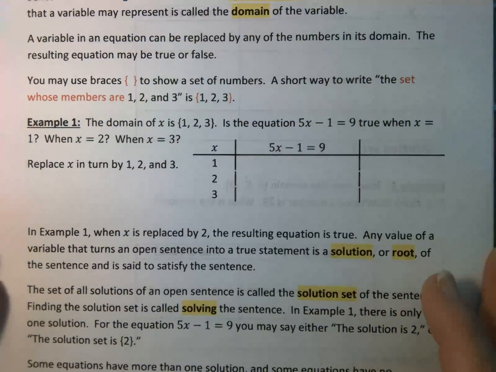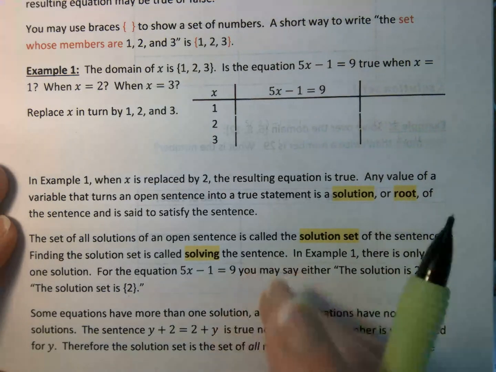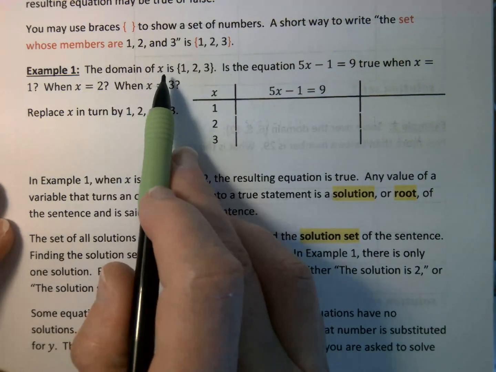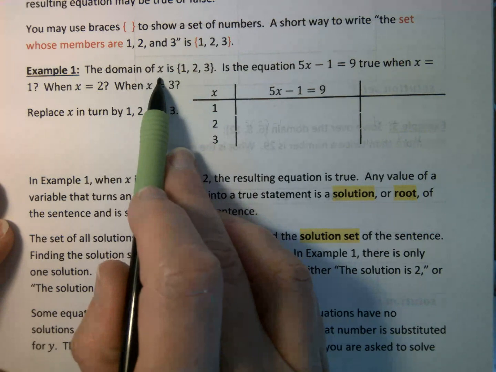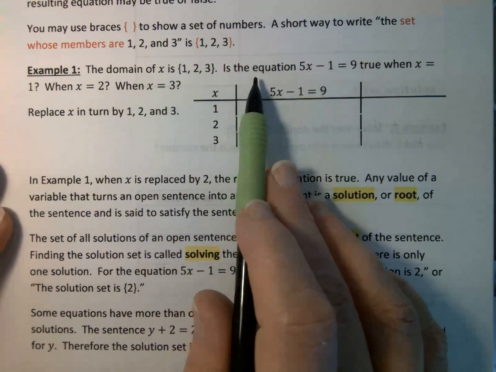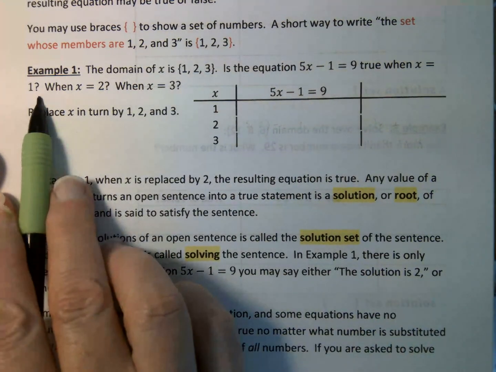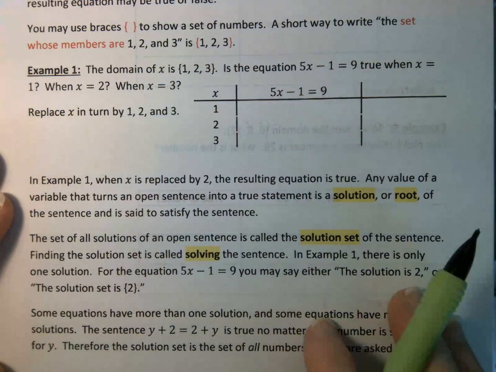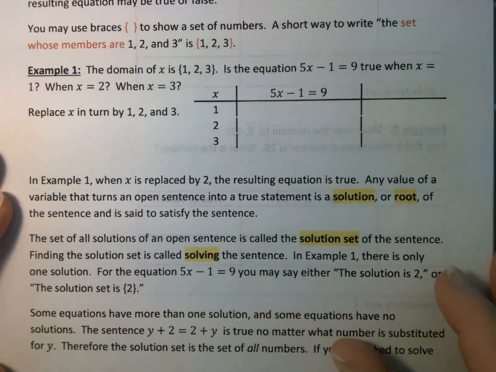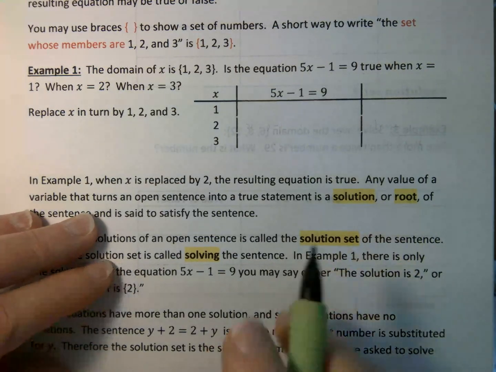So let's look at our first example here. It says the domain of x is 1, 2, and 3. And basically what that means is 1, 2, and 3 are the only choices I have for values for x for whatever reason. So they want to know, is the equation 5x minus 1 equals 9 true when x is equal to 1, when x is equal to 2, or when x is equal to 3? Now, normally you've solved equations where there was one answer, but there's always a possibility of more than one answer. So make sure you check all of the numbers.